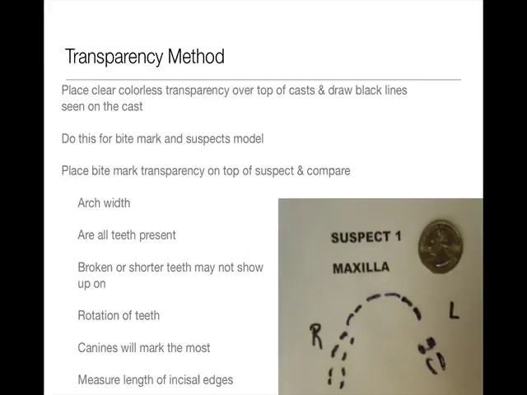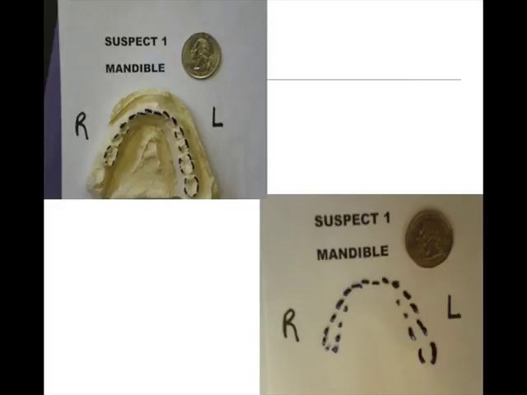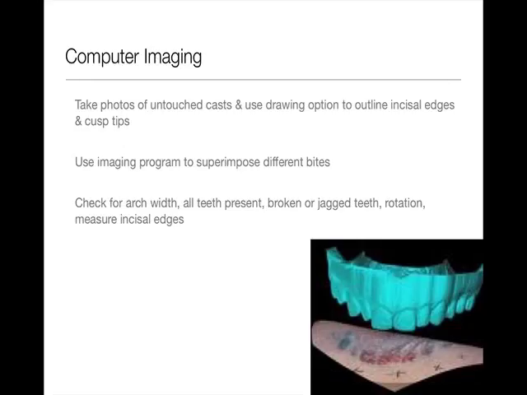Things you would look for are arch width. You would note if all the teeth are present, note any broken or shorter teeth because they may not show up on the bite mark, the rotation of teeth, and you should remember that canines will mark the most. And you should measure the length of the incisal edges. Here we have the suspect's teeth, and you can see a model of his teeth, and that's the transparency of it.